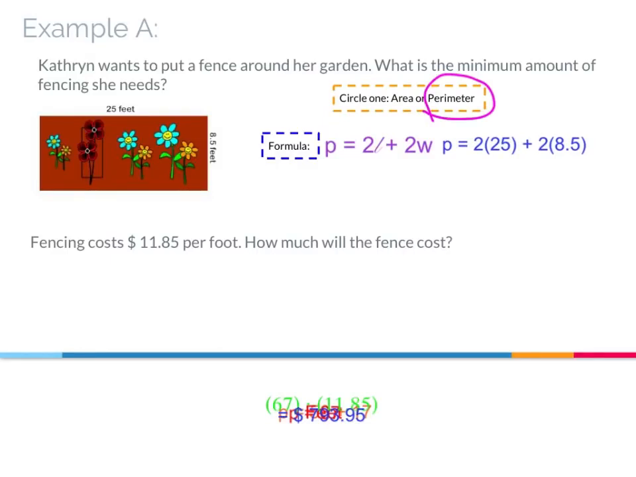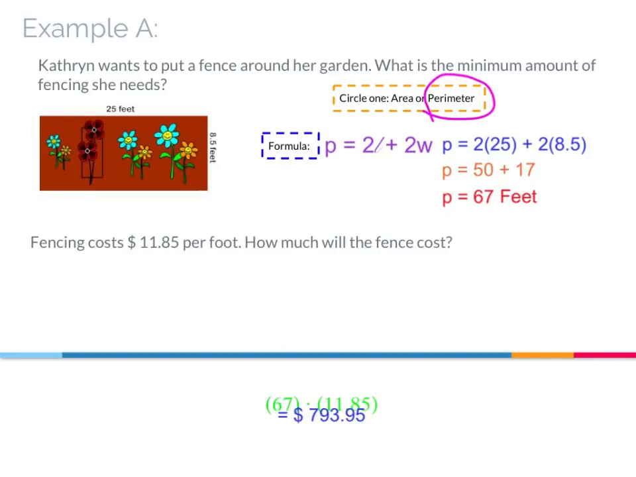Before I add, I have to multiply the 2 and the 25 together to get 50, and I have to multiply 2 and the 8.5 together to get 17. So far I have P is equal to 50 plus 17, and when I add those two together, I get P is equal to 67, and I need my unit, so it will be 67 feet.